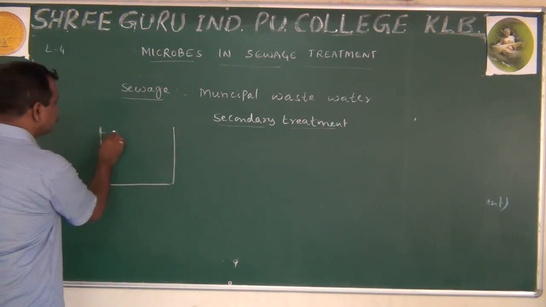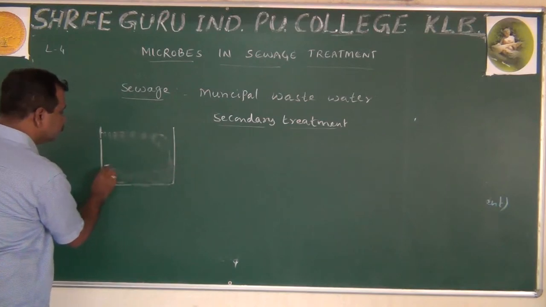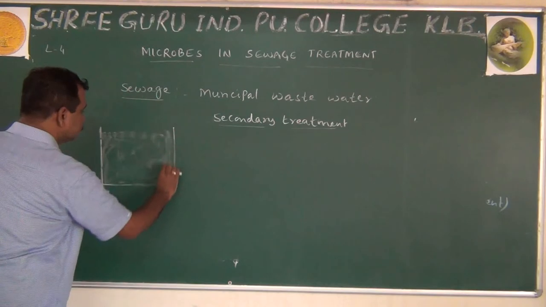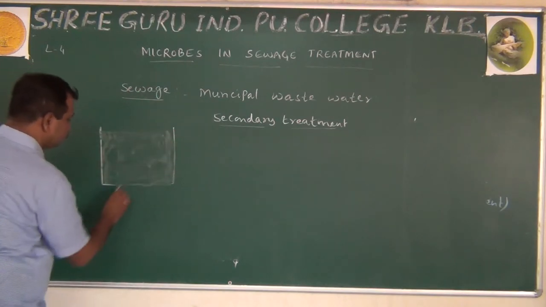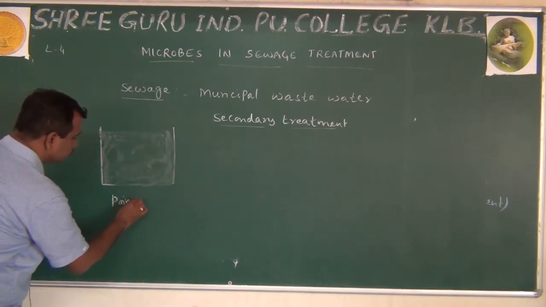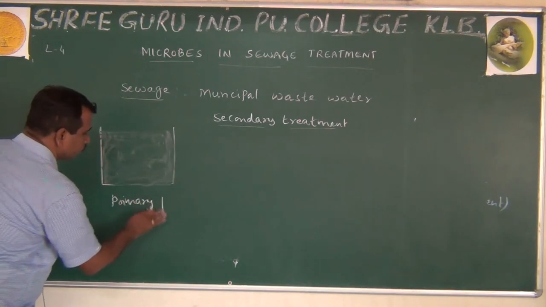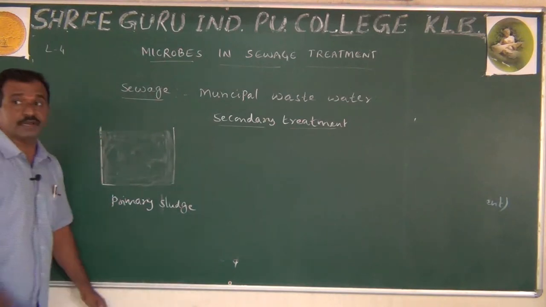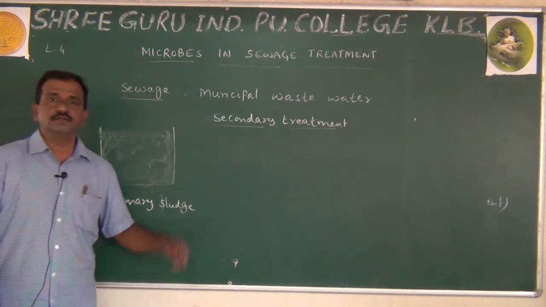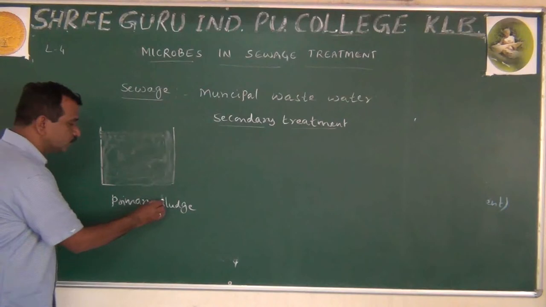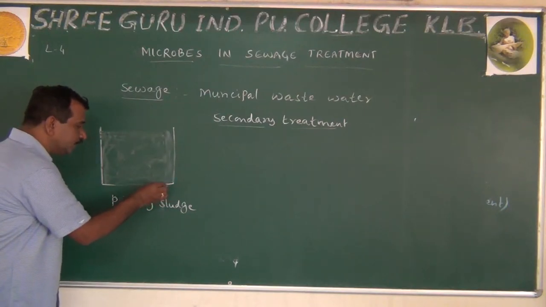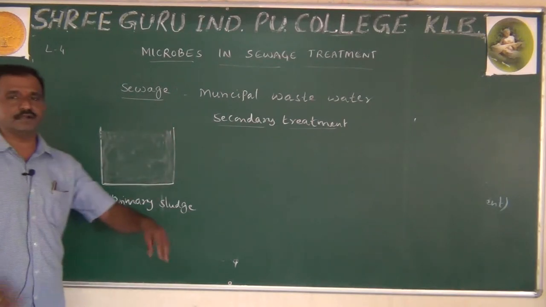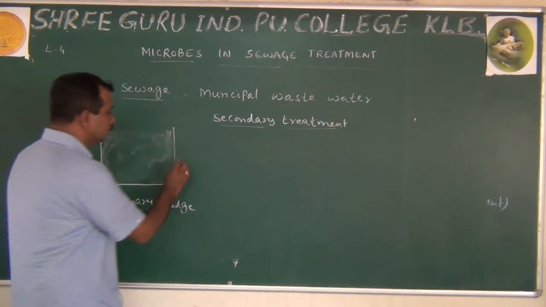This is what we are observing, the primary sludge. How do we get the primary sludge? After the primary treatment, or physical treatment, primary sludge is found. It contains organic matter and the water. The remaining parts we have removed. Now next is the secondary treatment.